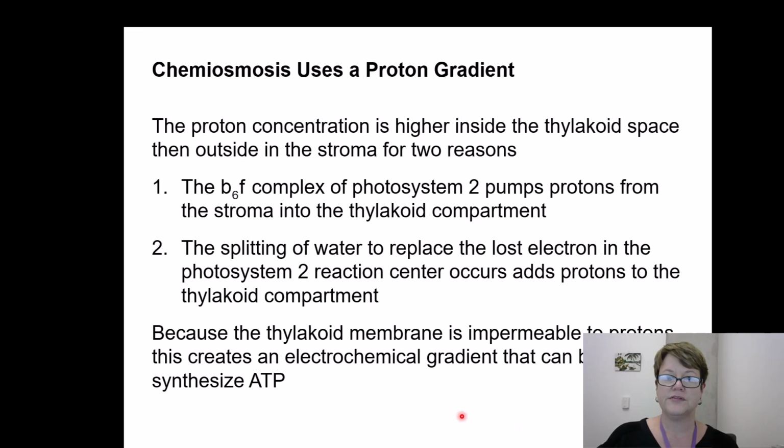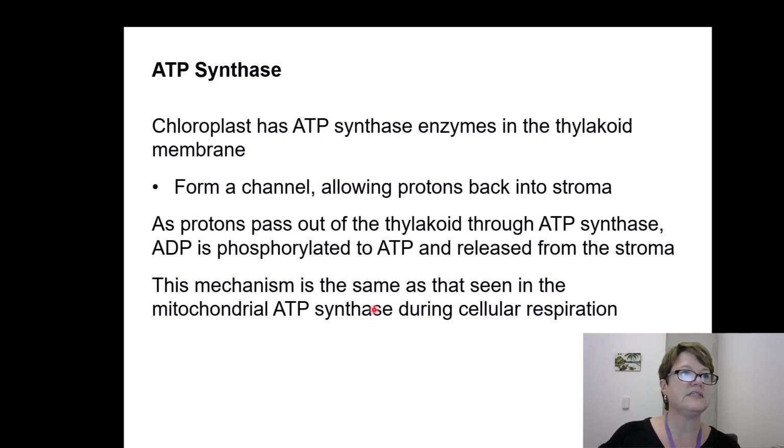And that is going to be part of the energy that's used to make ATP, because, you'll remember, ATP synthase has a channel in it that allows the protons to diffuse back into the stroma, and that turns that turbine, which causes the production of ATP. And that's the same thing that we see in the mitochondrion.